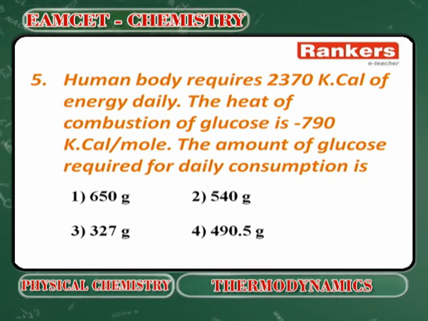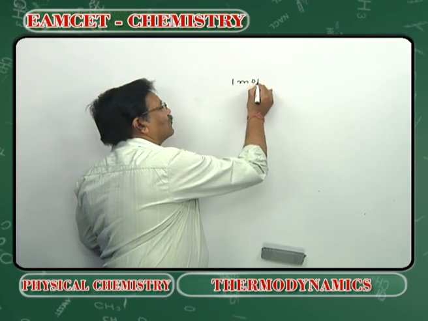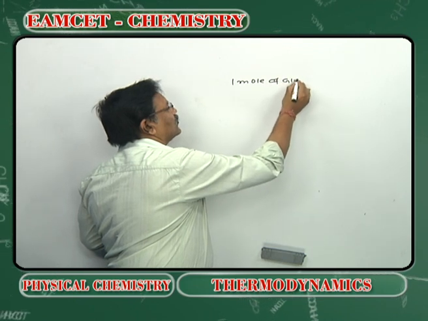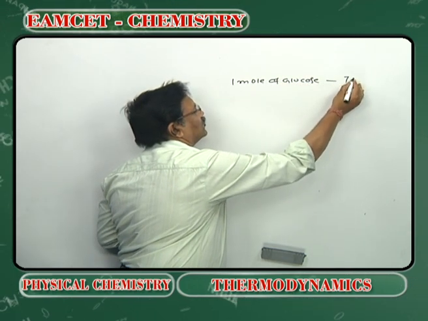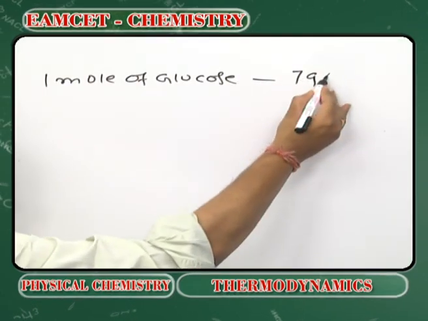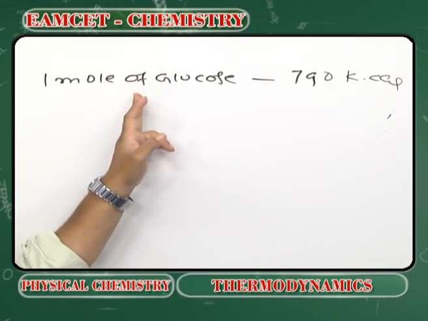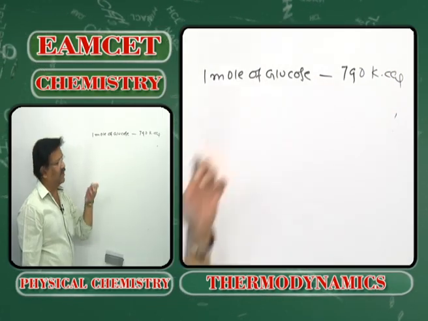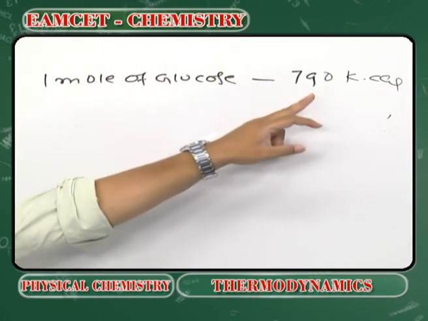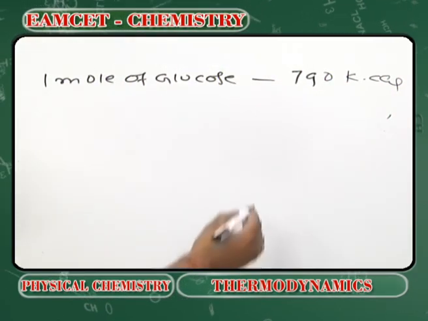Next, the human body requires 2370 kilocalories of energy daily. The heat of combustion of glucose is minus 790. That is, 1 mole of glucose can give rise to 790 kilocalories on burning. What is the definition of heat of combustion of glucose? The amount of heat evolved when 1 mole of glucose is subjected to combustion. So 1 mole of glucose on combustion produces 790 kilocalories.